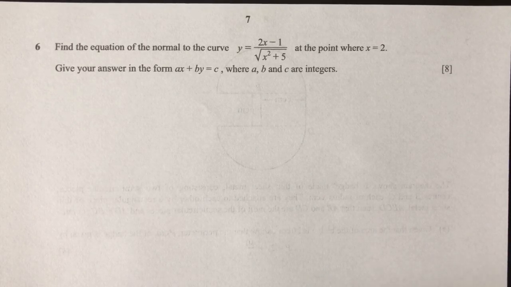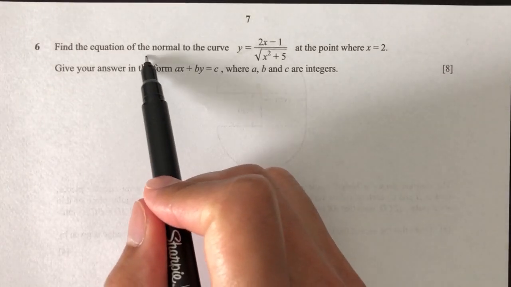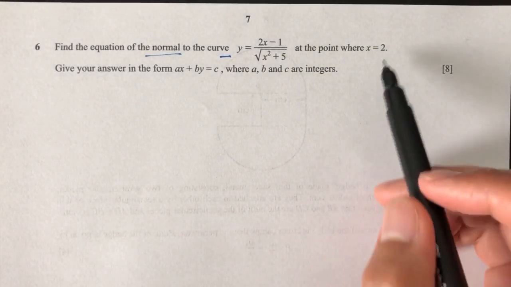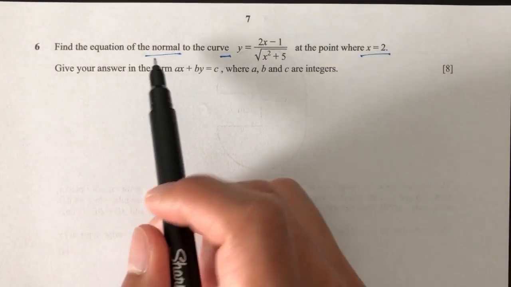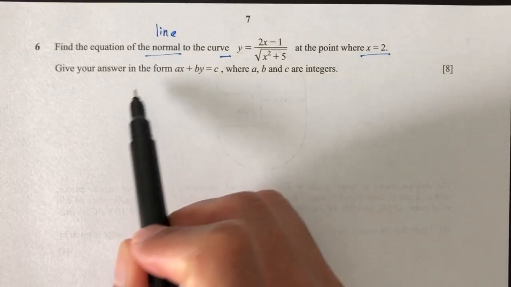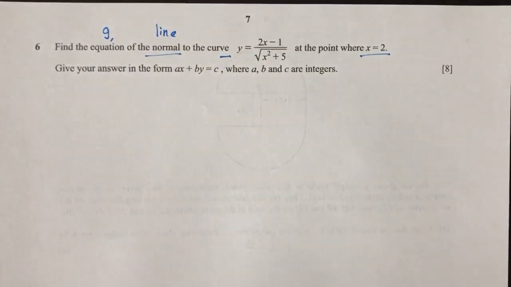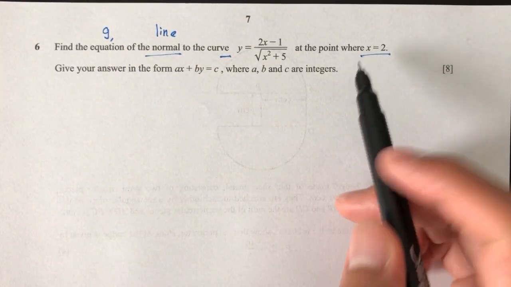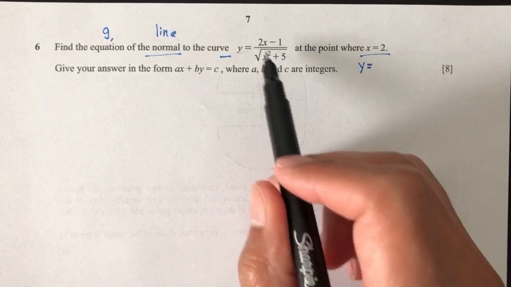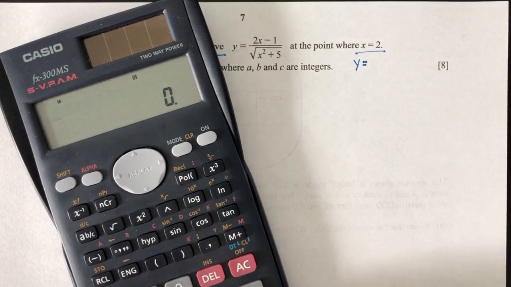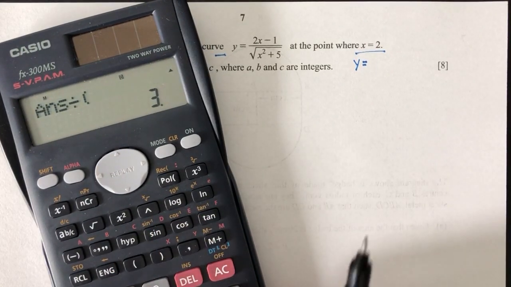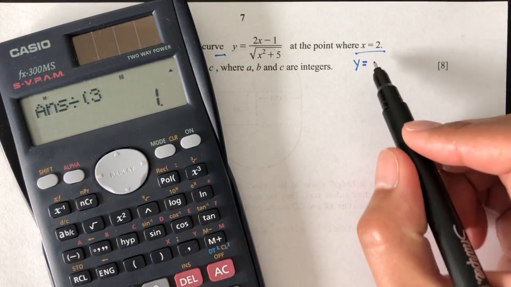Question number 6. Find the equation of the normal to the curve y equals this fraction, where x equals 2. So how do you find the equation of a line? A normal is a line. So we need to first find the gradient, and we have to find a point where it passes. So we know x is 2. What is the value of y? So we place x in this equation. We have what? So 2 times 2 minus 1, that will be 3. Divide by 3, that will be 1.